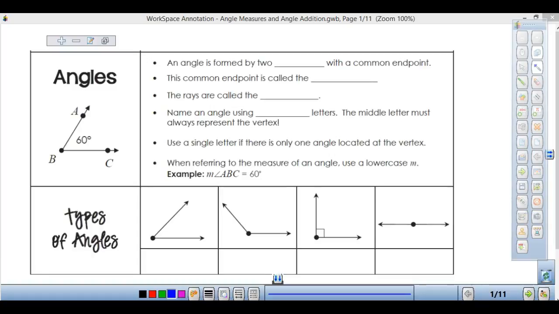Alright, so an angle is formed by two rays with a common endpoint. So notice how my two rays are here, it's got a common endpoint. Anybody tell me what this common endpoint is called? The vertex. Thank you.